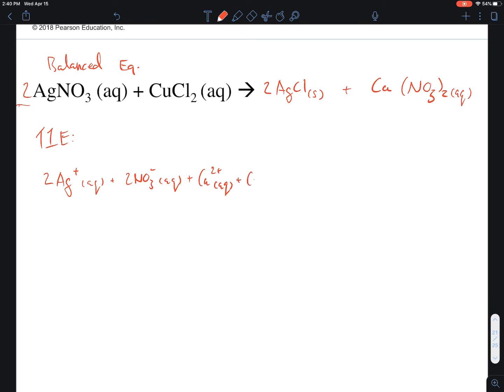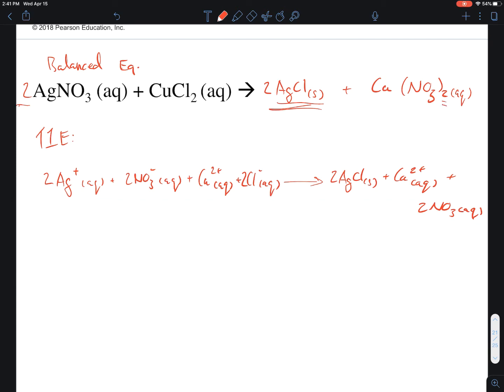You look at copper chloride, soluble. So Cu2+ aqueous plus chloride aqueous. You have 2 chlorides. Notice silver chloride's a solid, so you keep it intact: 2AgCl solid, plus Cu2+ aqueous, plus 2NO3- aqueous.